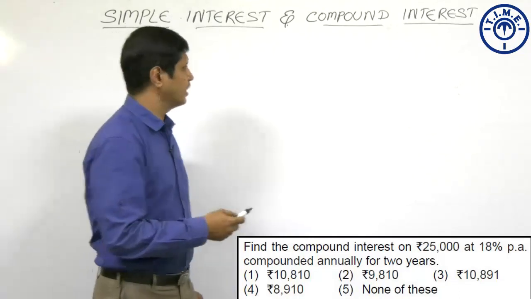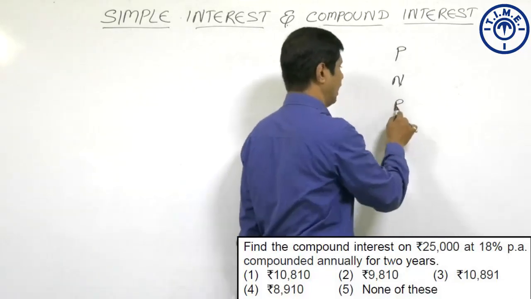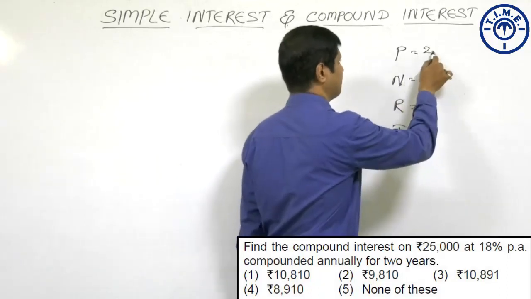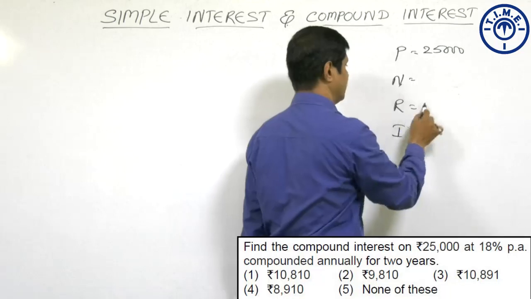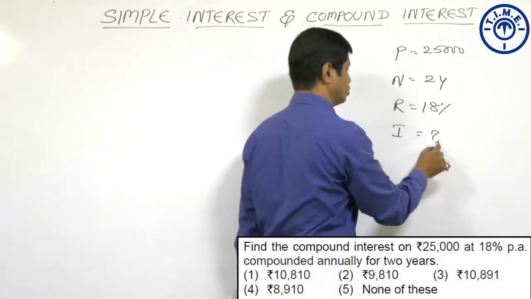What are the values given here? The variables P, n, R are given. What to find? Interest is to be found. The value of P, principal, is 25,000. The rate of interest is 18% per annum, time 2 years, interest to be found.